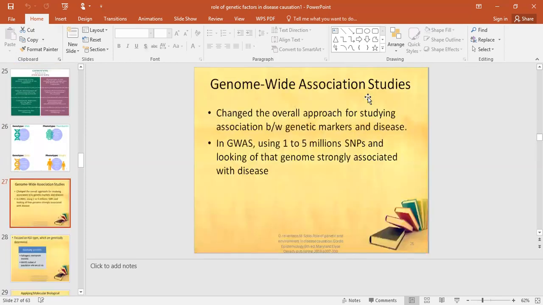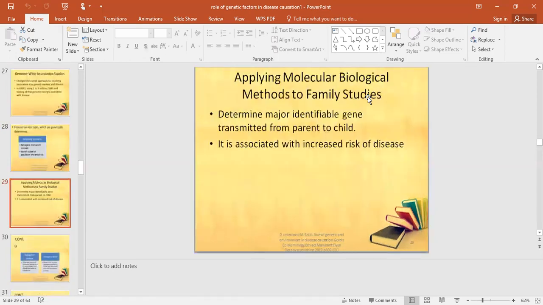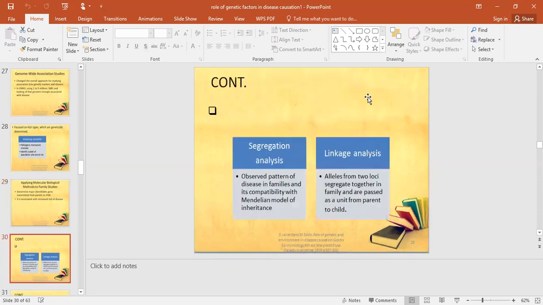Genome-wide association studies change the overall approach for studying association between genetic markers and disease. Using 1 to 5 million SNPs across their genomes, they find variants strongly associated with disease. Focus on HLA types, which are genetically determined, as in ankylosing spondylitis. Understanding the pathogenic mechanisms involved can identify the subset of the population who are at risk. Applying molecular biologic methods to family studies determines the major identifiable gene transmitted from parent to child. It is associated with increased risk of disease.